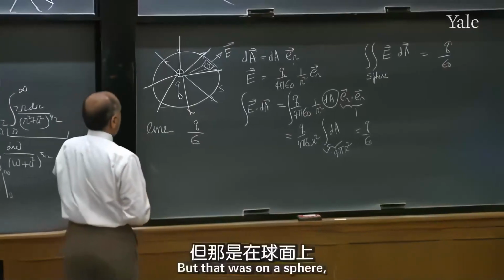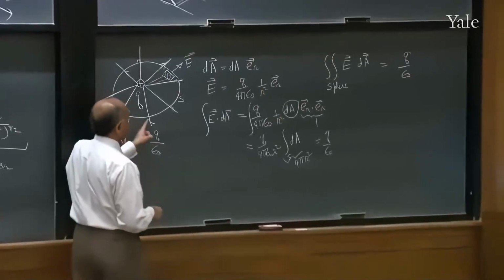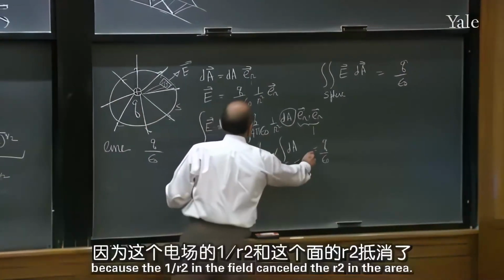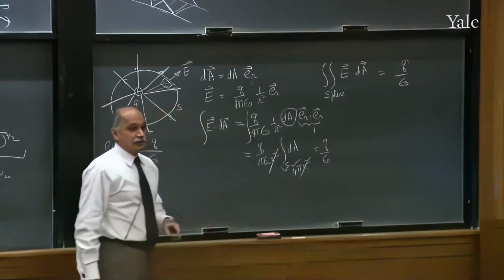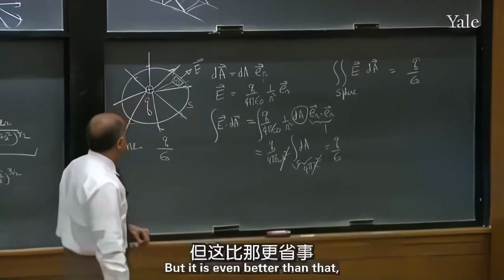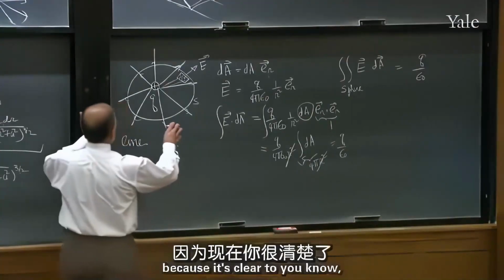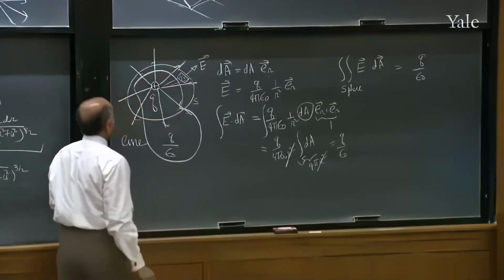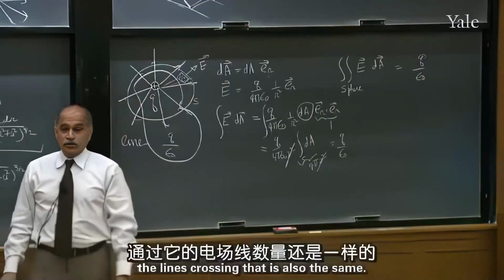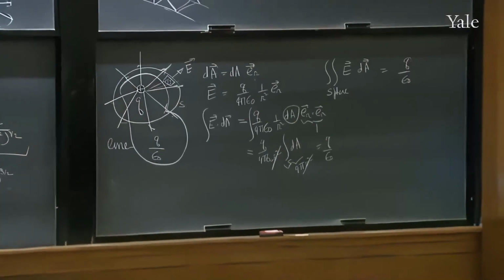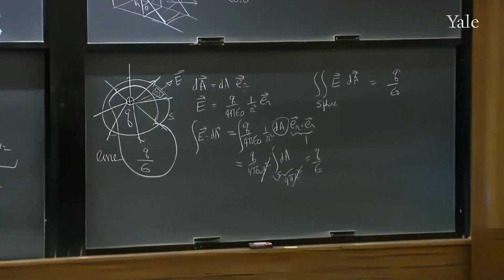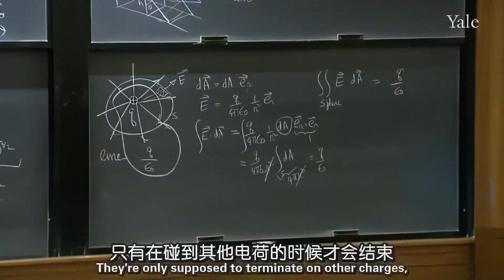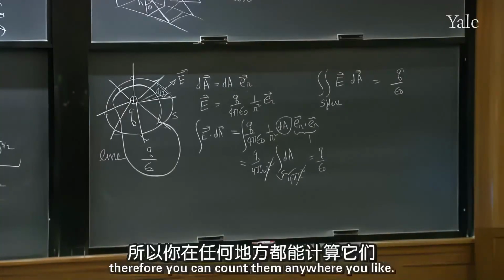But that was on a sphere, and the interesting thing was the answer was independent of the radius of the sphere, because the 1 over R square in the field cancels the R square in the area. But it is even better than that, because it's clear to you now without any calculation that if I took some crazy surface like this, the lines crossing that is also the same. Because the lines leave the origin, they go radially outwards, they don't terminate on anything, they're only supposed to terminate on other charges.